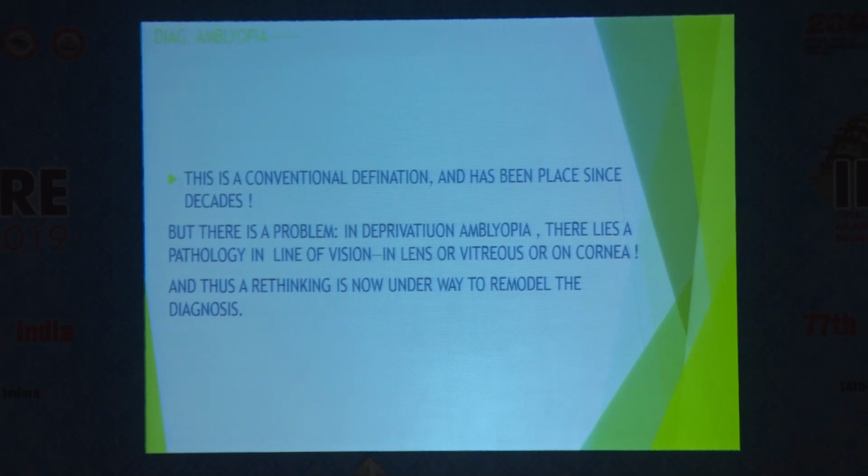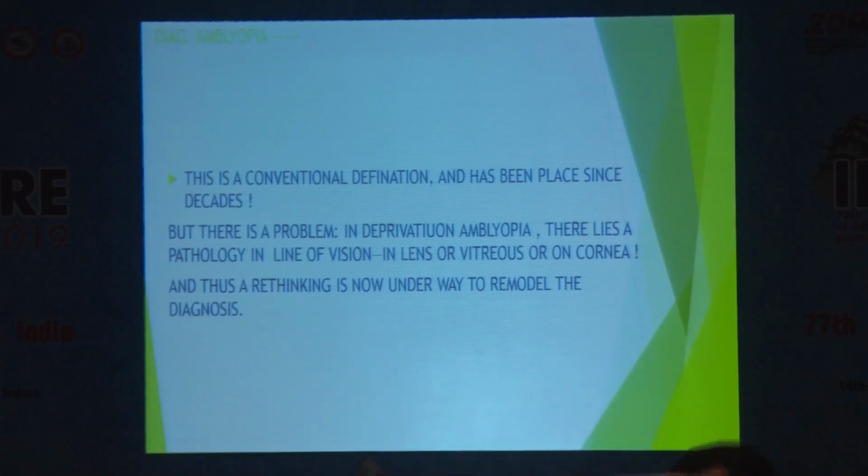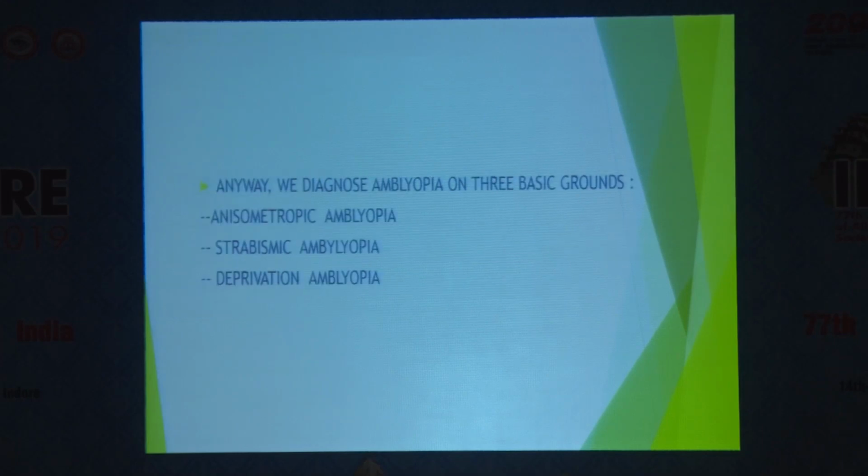It has been in place for decades, but there is a problem, because questions could be asked, so let me clarify in the beginning only. When we talk of deprivation amblyopia, it means there is something in the visual axis. There lies a pathology in the line of vision, whether it is in the lens, vitreous or cornea, and thus rethinking is now underway to remodel the definition. I'm just telling you because you could be confused when you talk of deprivation amblyopia.